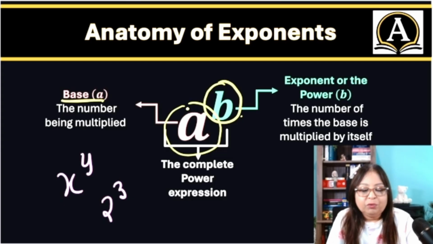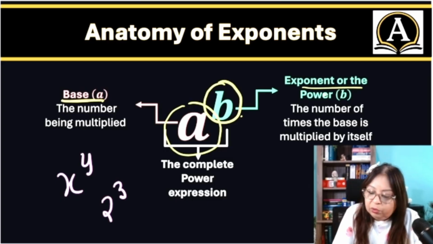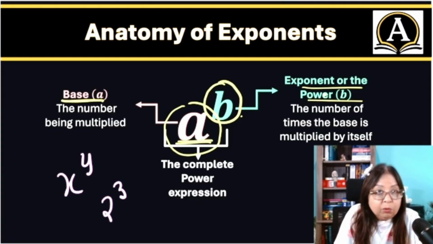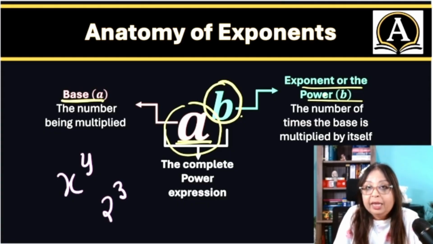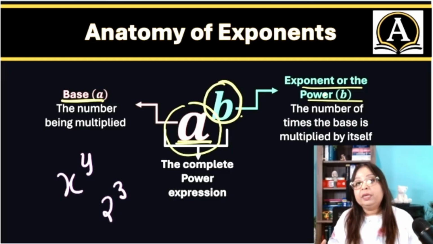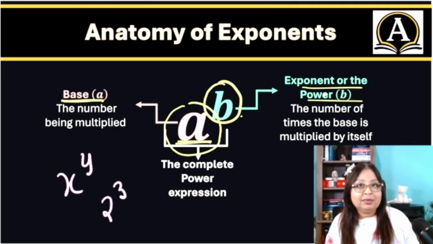I'm sure you have heard that before. So this exponent or the power is a symbol for a number. And that number is the number of times that this base, whatever number is at the base, is multiplied by itself. So simply speaking, the power expression or the exponents is a shortcut for writing repeated multiplication. What do I mean by that? Let's look at that on the next slide.